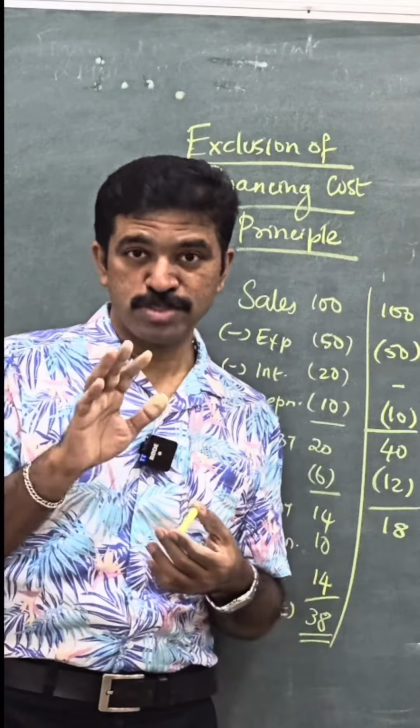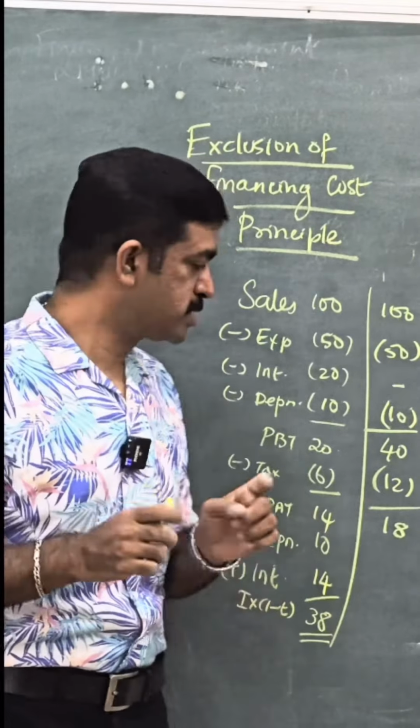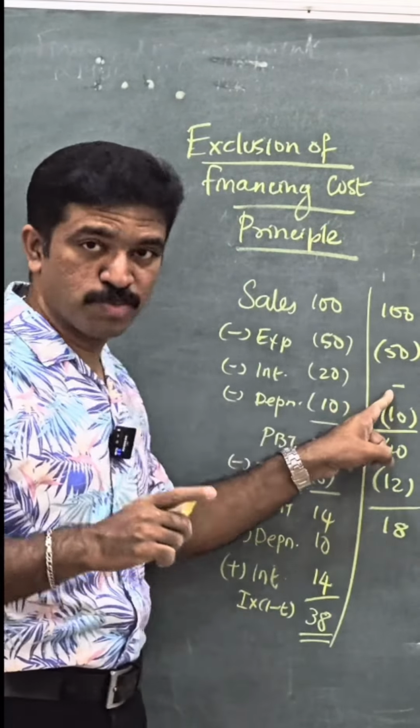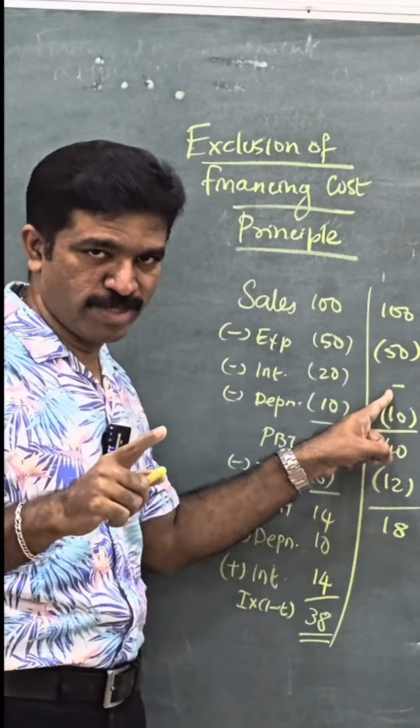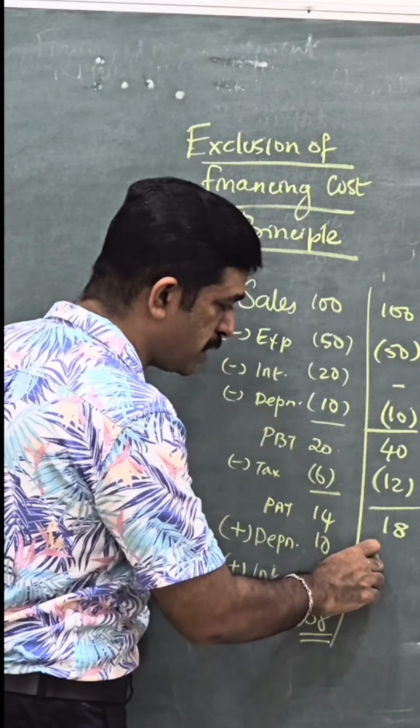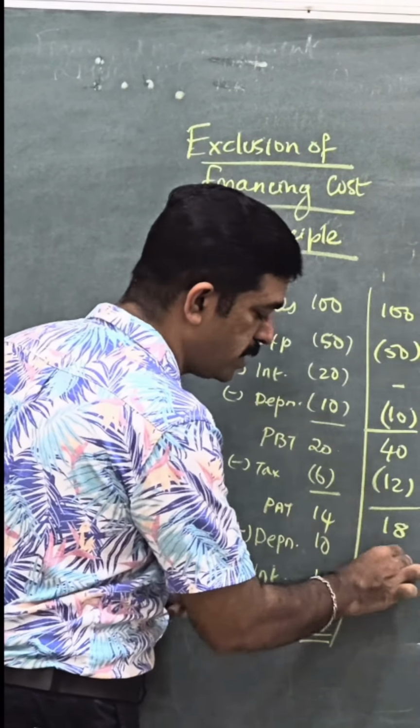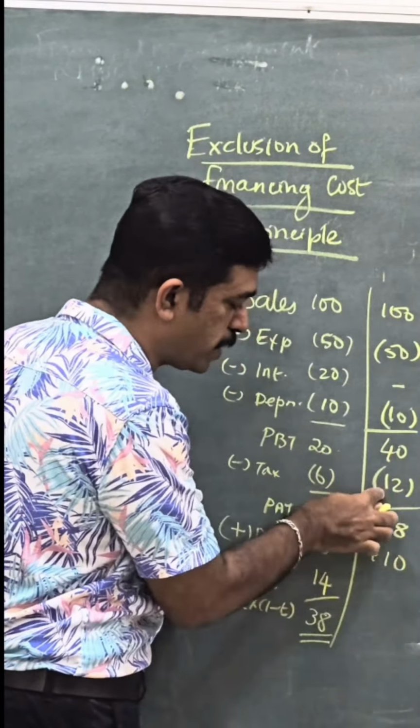Let me also show you how this actually works. Look at here. Here we have assumed there is no interest. If there is no interest, this is the profit, this is the profit after tax, right? So here, if I add back the depreciation, it's plus 10, and there is a correction here. 40 minus 12 is 28, not 18. So 28 plus 10, and what I get is 38. Look at here, it matches.